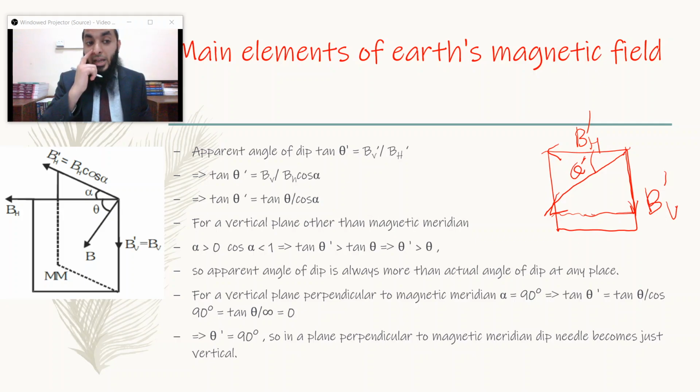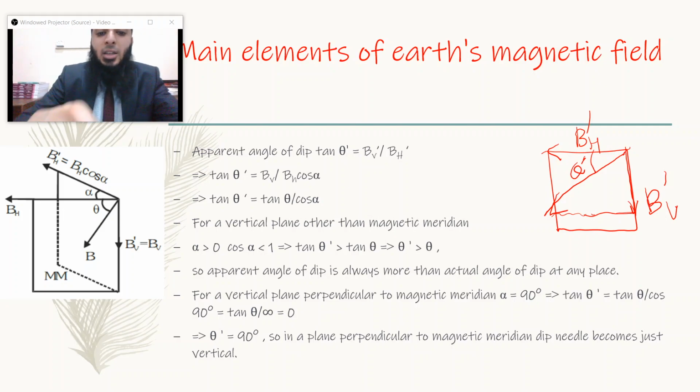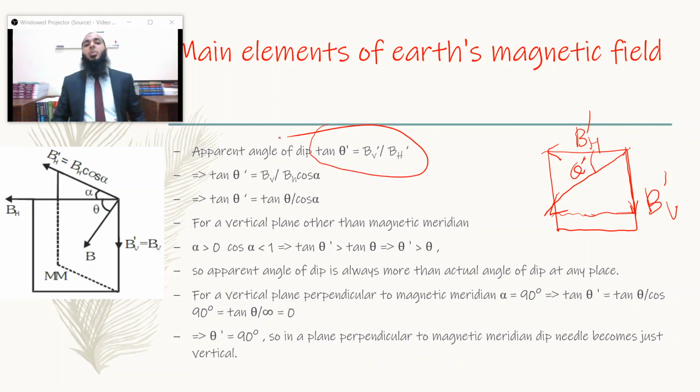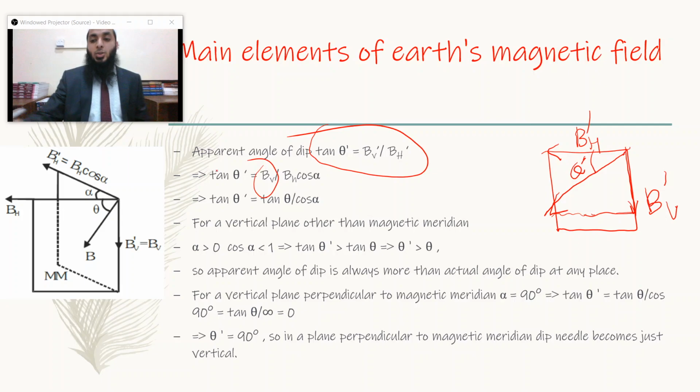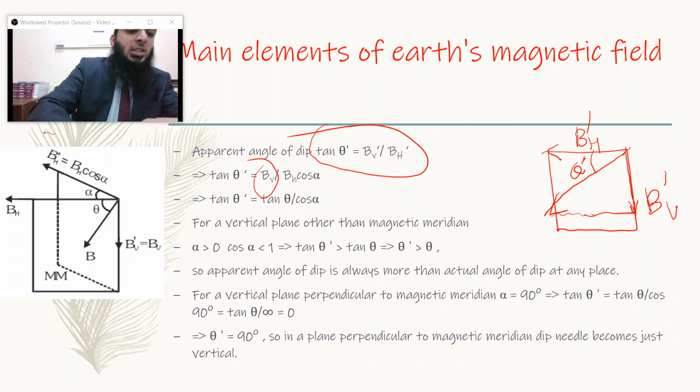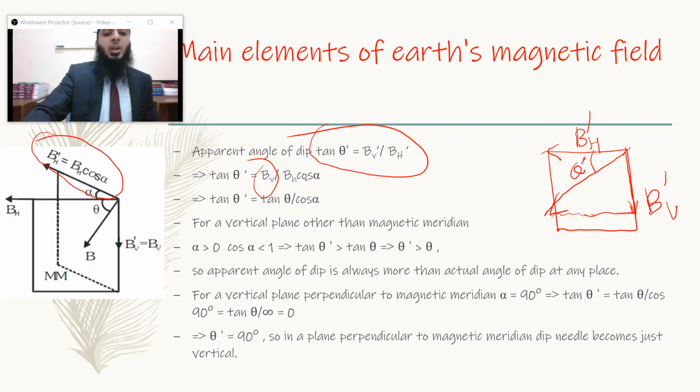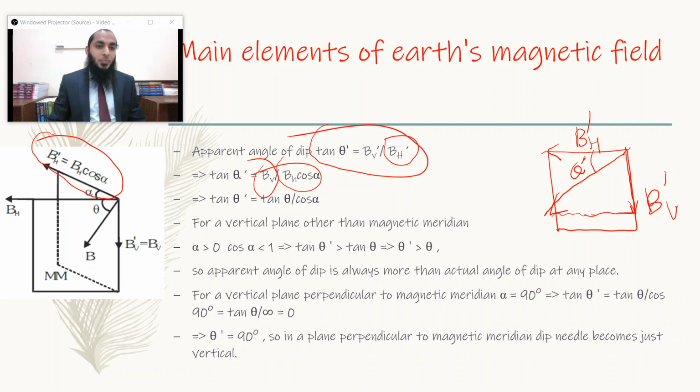Now again, if you take the tan of that angle, it will be opposite by adjacent, which is nothing but vertical by horizontal. So tan theta dash will give you BV dash divided by BH dash, and BV dash is nothing but BV. It has not changed, we said so in the previous slide. And what is BH dash? We can see it is BH cos alpha. So in place of BH dash, I will write BH cos alpha. Is it clear?